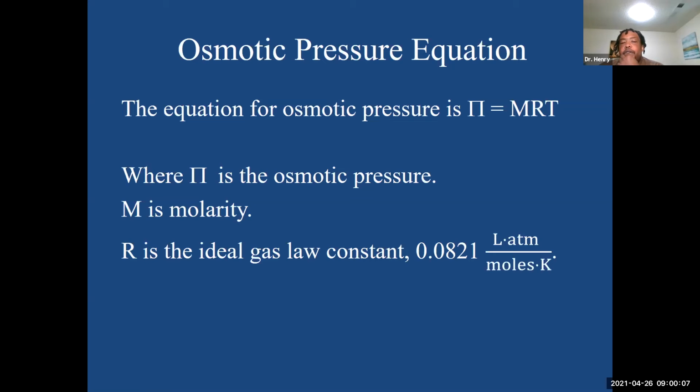The equation for osmotic pressure is pi. This is a capital pi, which looks very much like lowercase pi, equals, in this case, molarity, capital M, R, which is the ideal gas constant, times T, which is temperature.